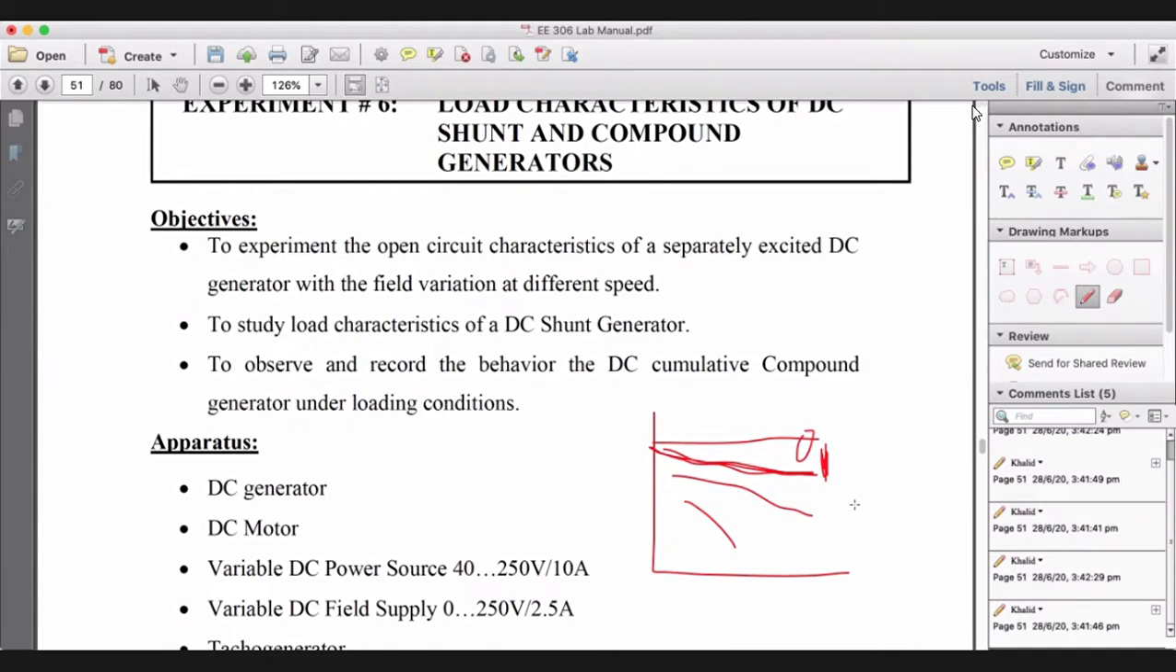This curve is always going down. And this is the objective of today's experiment, to prove these characteristics for different kinds of generators. Okay, so this is the objective. Now, gentlemen, we need some equipment.